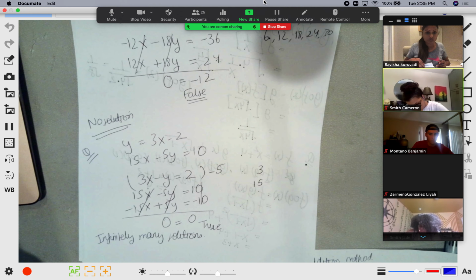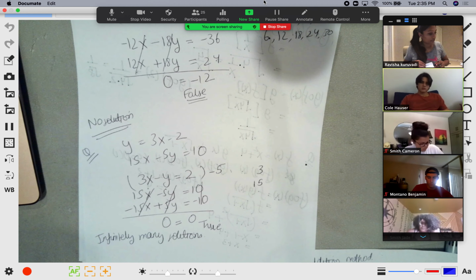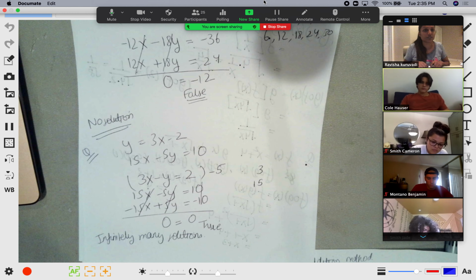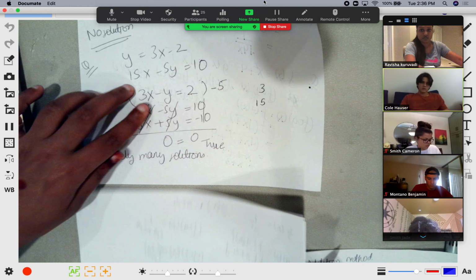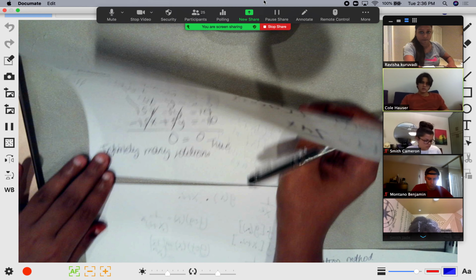Can you do this one using substitution too? Yes, you can do substitution too. Any method. If the question does not say which method, use any method. Can you try it with substitution? Because that's the one I tried and it didn't look the same. Okay, cool. I did substitution and I just got 10 equals 10.